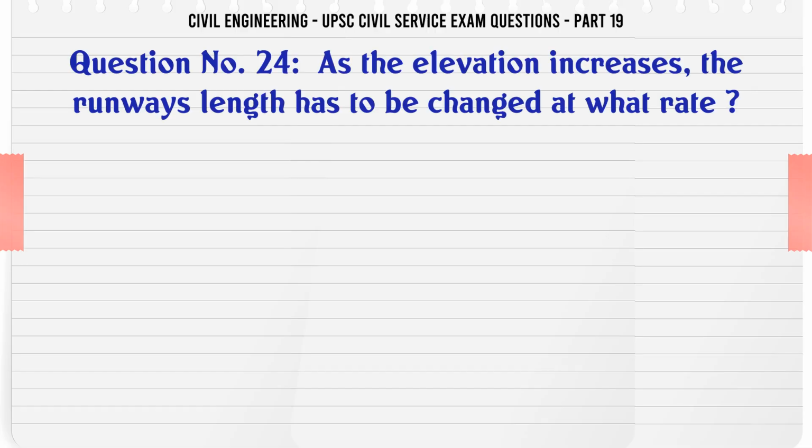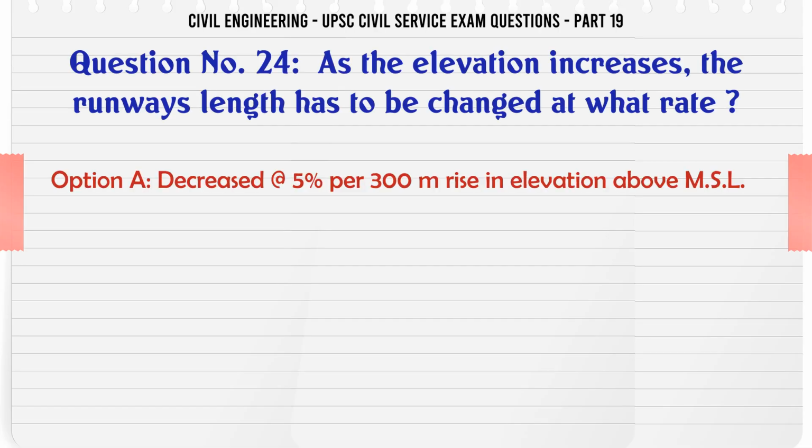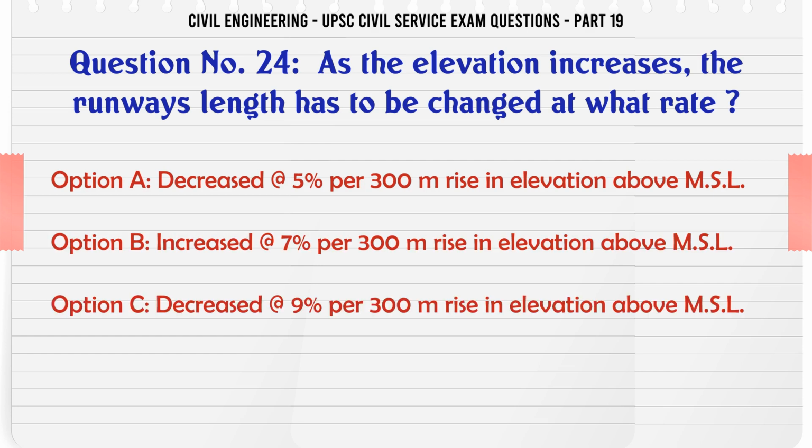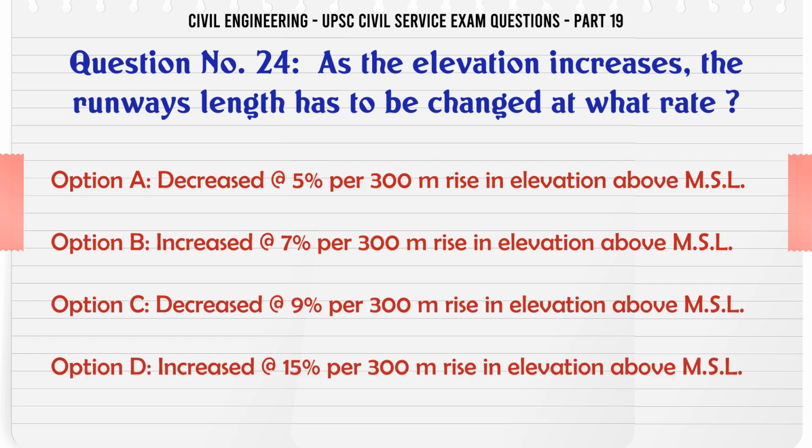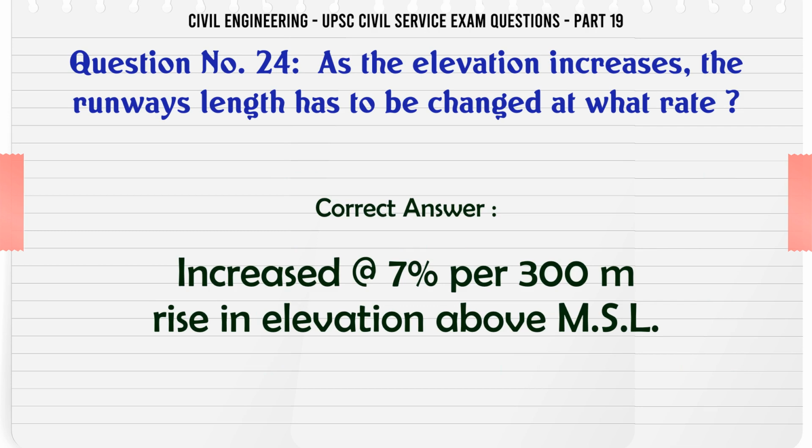As the elevation increases, the runway's length has to be changed at what rate? A. Decreased 5 per 300 m rise in elevation above MSL. B. Increased 7 per 300 m rise in elevation above MSL. C. Decreased 9 per 300 m rise in elevation above MSL. D. Increased 15 per 300 m rise in elevation above MSL. The correct answer is increased 7 per 300 m rise in elevation above MSL.